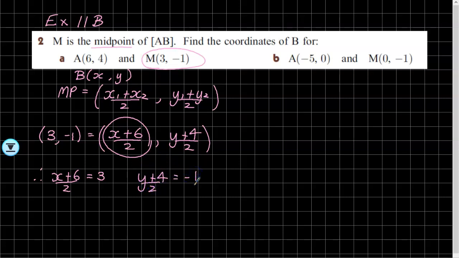Is this something that we can easily solve? How do I get rid of divide by 2? Times 2. How do I get rid of the plus 6? Minus 6, so x is 0. Same deal here. How do I get rid of divide by 2? How do I get rid of the plus 4? So therefore my b value will be 0, minus 6.